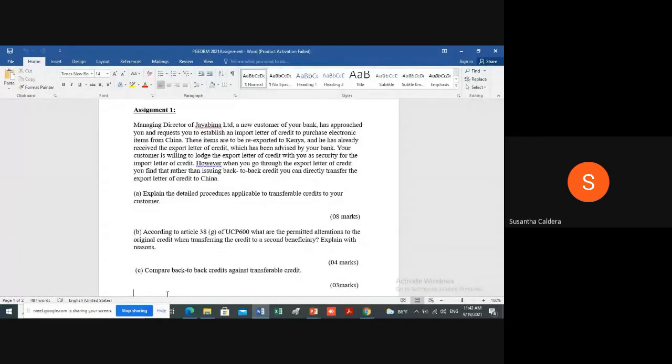Explain the detailed procedures applicable to transferable credits to your customer. Now, they are asking you, so you are giving the advice. So you have to explain the whole thing to your customer.